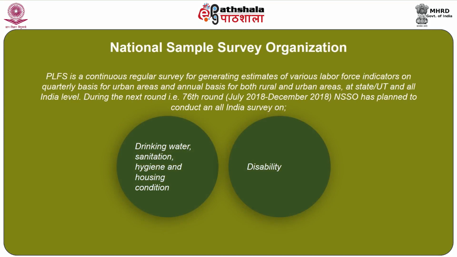PLFS is a continuous, regular survey for generating estimates of various labor force indicators on a quarterly basis for urban areas and on an annual basis for both rural and urban areas at state or union territory levels and all India level. During the next round, that is the 76th round, expected during July 2018 to December 2018, the National Sample Survey Organization has planned to conduct an All India survey on drinking water, sanitation, hygiene and housing conditions, and in the area of disability.